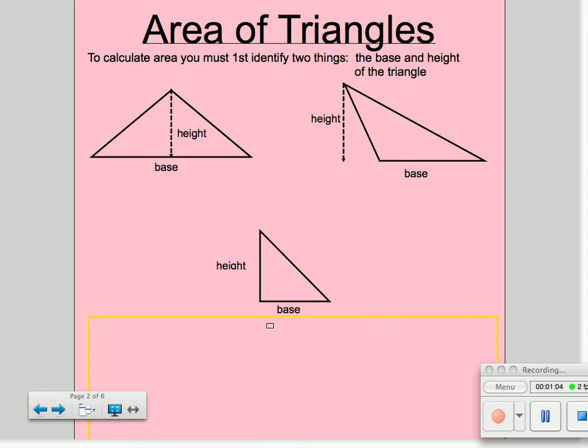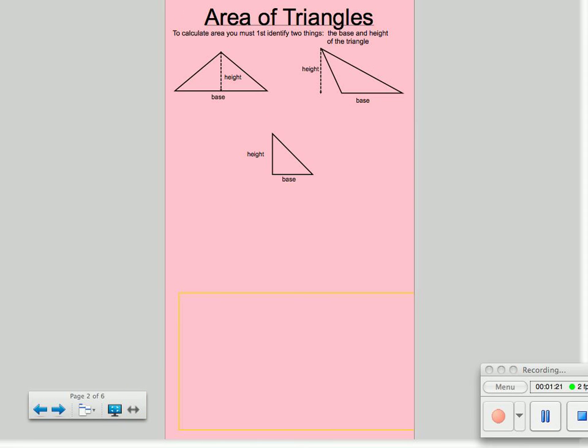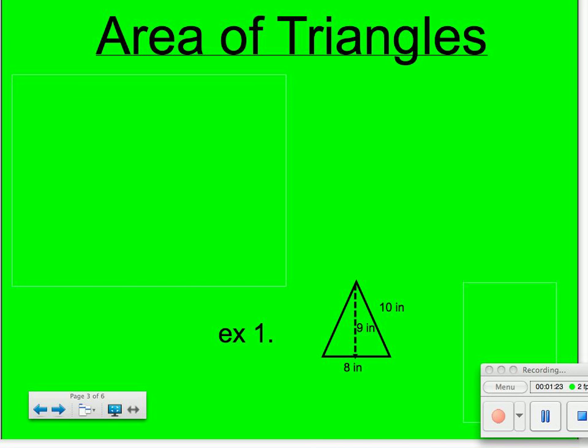And then, of course, we need to look at a right triangle. On a right triangle, the legs that make up the right angle, those are your height and your base. So once you have those two things identified, you can calculate area. So let's try some examples here.